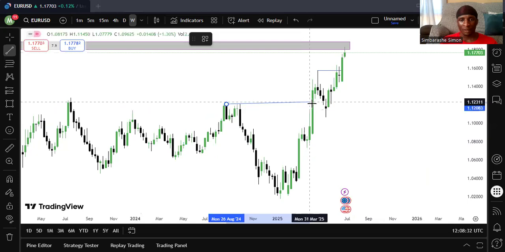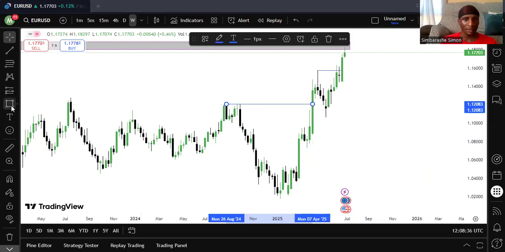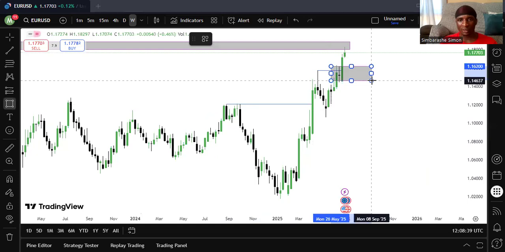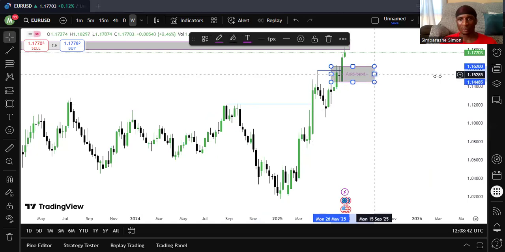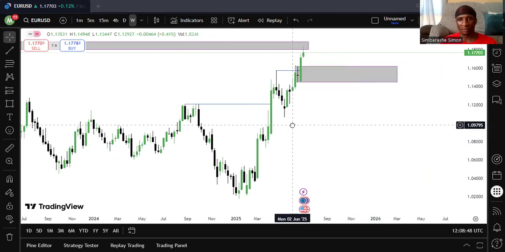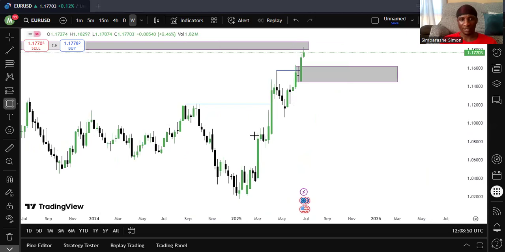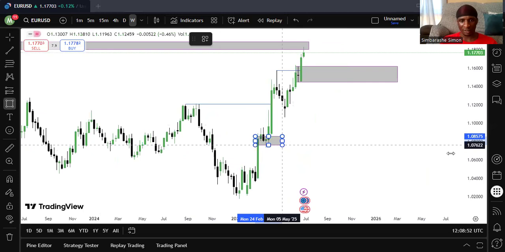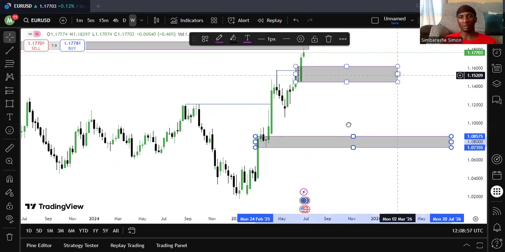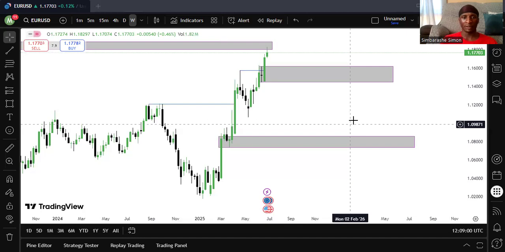Then I will make it like this. Take my rectangle tool again and mark this one. It's a demand zone. The one that I'm marking now is a demand zone, and we are on a supply zone. Currently, I can make this one here too. This demand zone here. So that's our two demand zones we are looking at the moment.